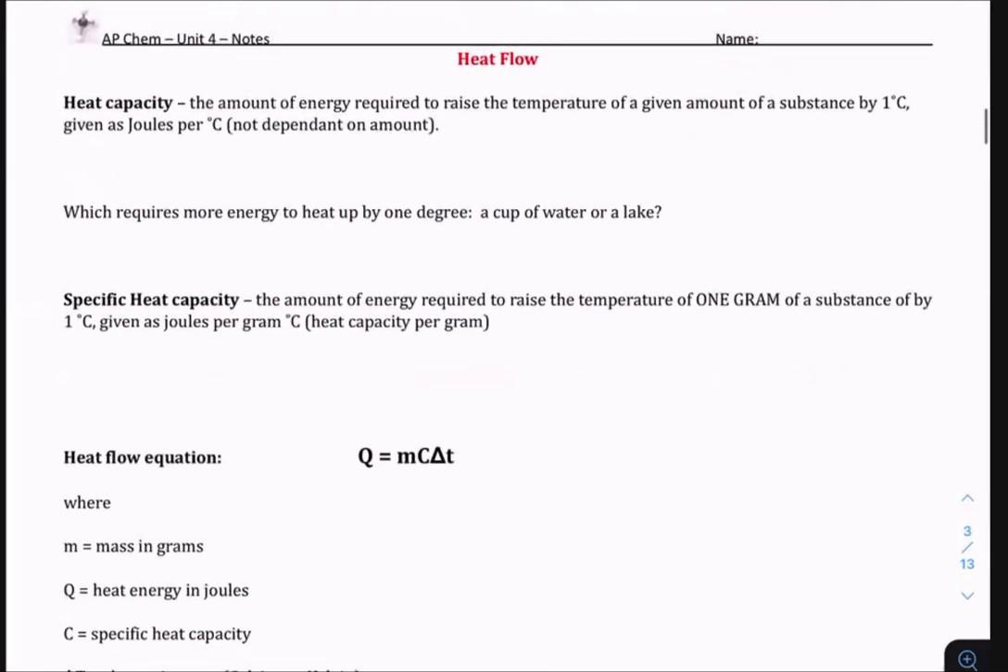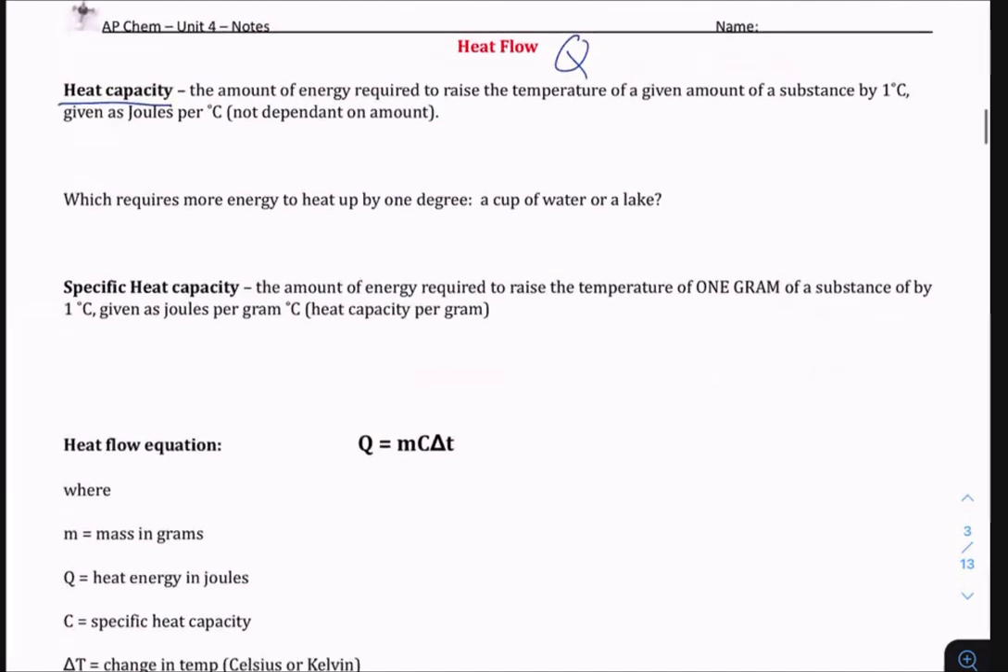All right, so the main topic of today is heat flow. You know how heat and work determine overall internal energy, but now we're just going to focus on heat flow, on Q. So, a couple of new terms. Heat capacity is the amount of energy required to raise the temperature of a given amount of substance by 1 degree Celsius. Okay, so heat capacity, the amount of energy, is in joules per degree Celsius.